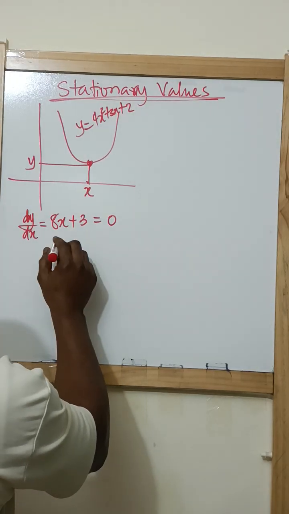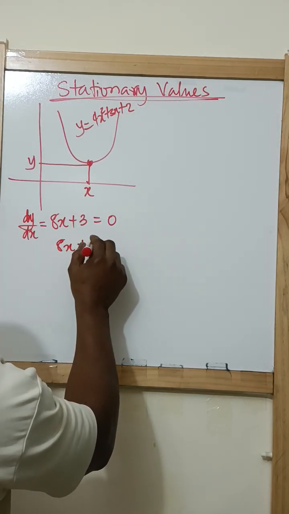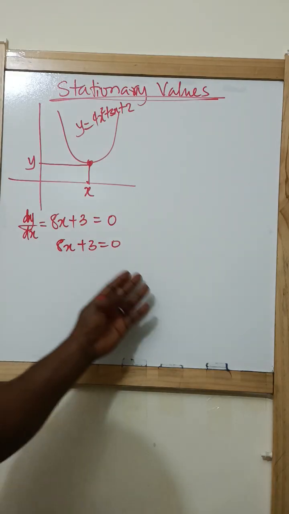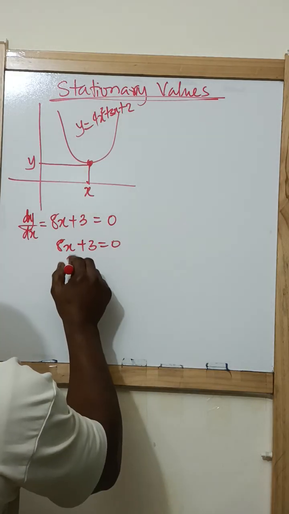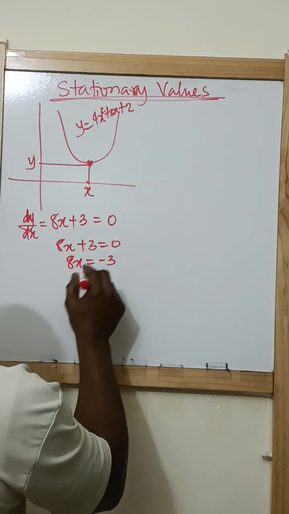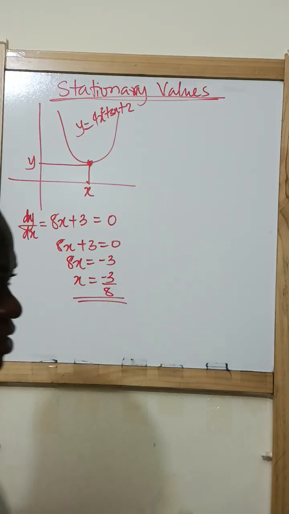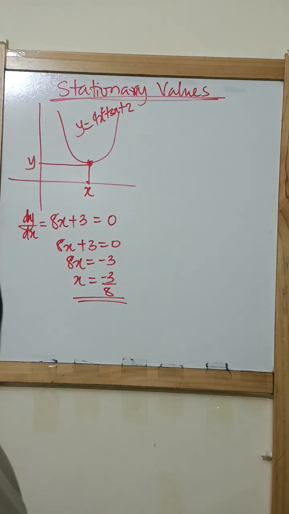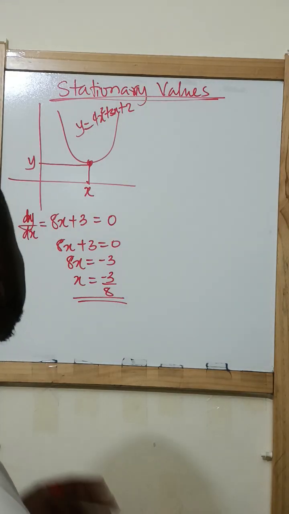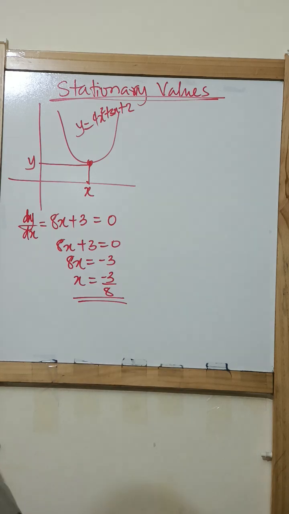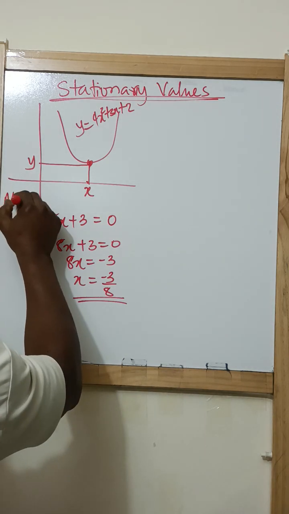Okay, so from here the value of x will be found. So 8x will be equal to minus 3, and x will be what? Minus 3 all over 8. Okay, so this is called the minimum point, right? Now if you want to get the minimum value, so this is the minimum point.